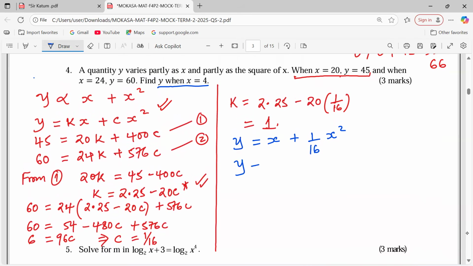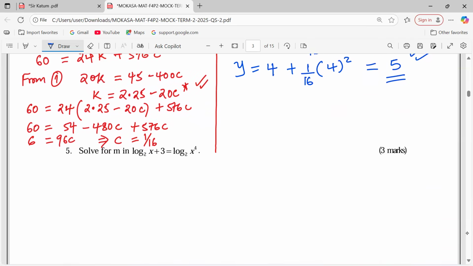So y shall be, x being 4, this is 4, plus 1 over 16 and 4 is squared. So we talk about 4 plus 1 over 16. 4 squared is 16 that way. So we should get 5. So the value is going to be 5. We are through with number 4.